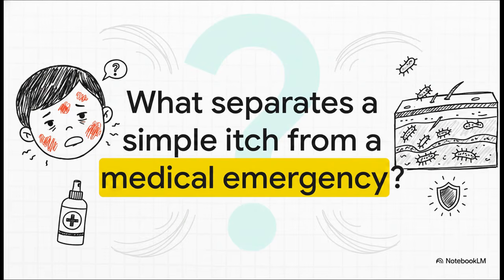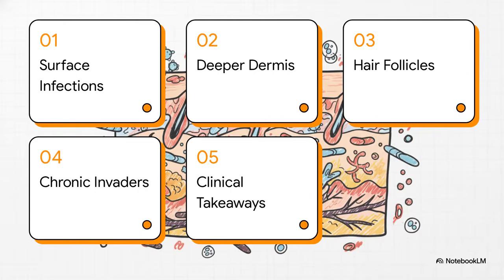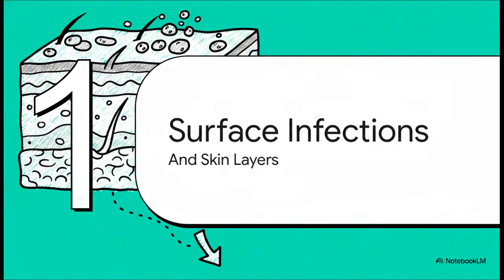Well, the secret lies in figuring out exactly where the battle between the bacteria and the body's happening. To make sense of all these different pathogens, we're going to use a structural map. We'll start with surface infections and skin layers, then move down to the deeper dermis and subcutaneous tissue, look into hair follicles and sweat glands, pivot to chronic invaders like TB and leprosy, and finally wrap it up with our essential clinical takeaways. Starting off with Section 1, Surface Infections and Skin Layers.